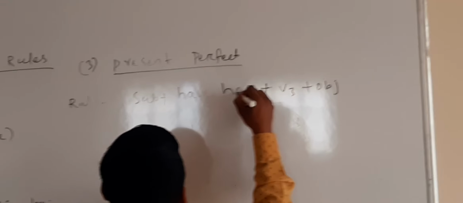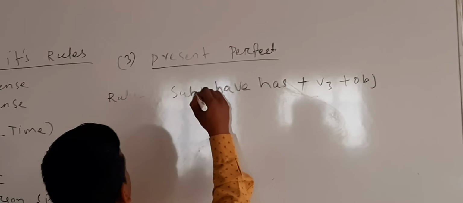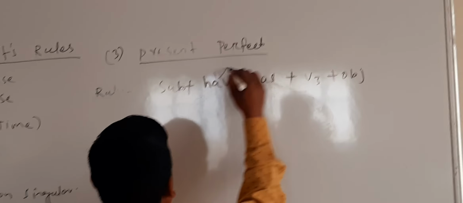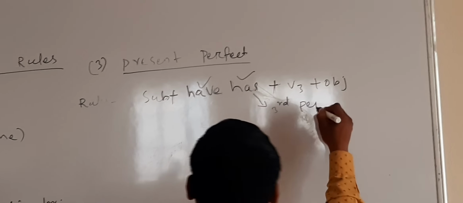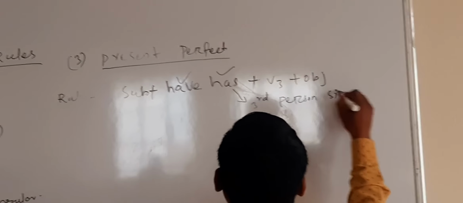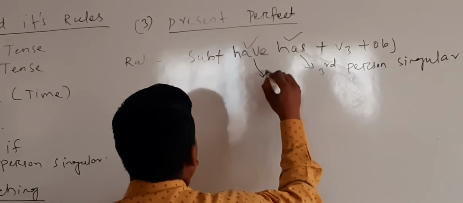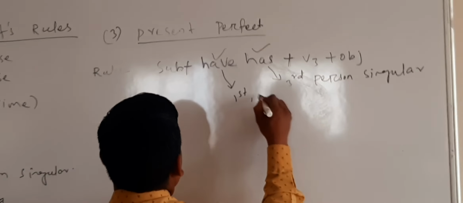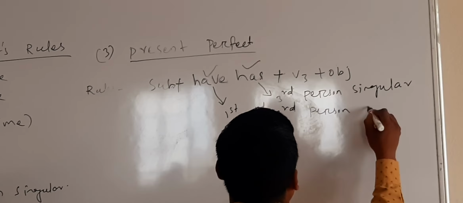Before going to the third verb, I will tell you about the helping verbs have and has. Has is always used when the subject is third person singular, and others take have: first person, second person and third person plural. Example.